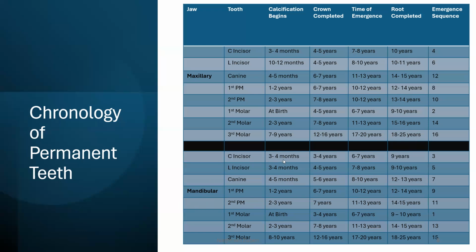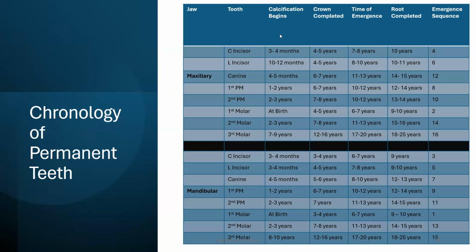Mandibular central incisor: calcification starts at 3 to 4 months. Crown is completed at 3 to 4 years. Time of emergence is 6 to 7 years. Root completed at 9 years. Lateral incisor mandibular: initial calcification starts at 3 to 4 months, the same time, and the crown is completed at 4 to 5 years. Time of emergence is 7 to 8 years. Root completed is 9 to 10 years.